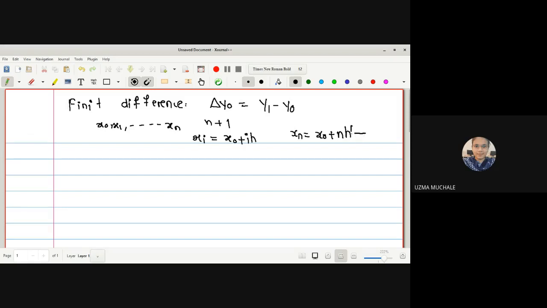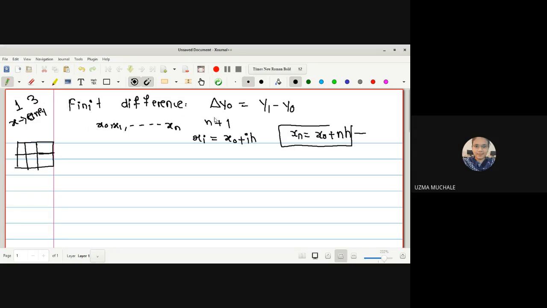Whenever you get this type of equation in terms of x, we can say that the values of x are equally spaced in our table. In every example, we are provided with one table with a set of values of x and y. In the last example, which we solved for Lagrange's interpolation, the values of x were unequal. The difference between the first two values may be one, another may be three, two, like that.